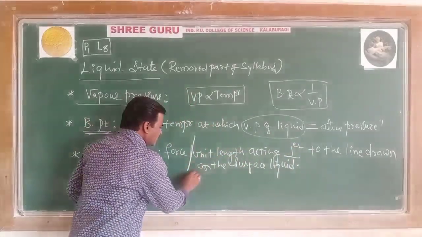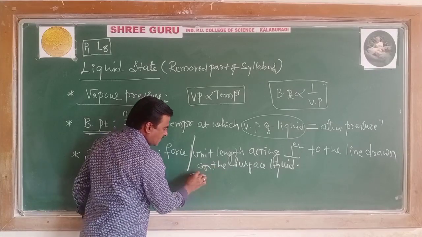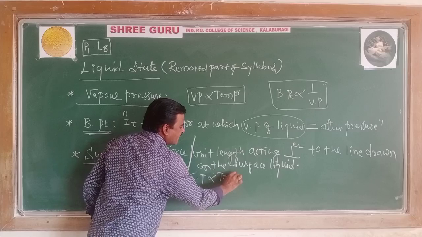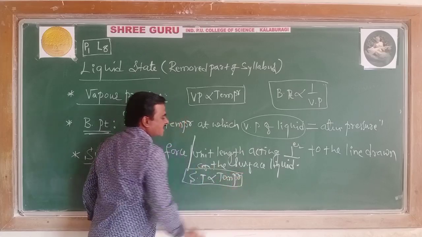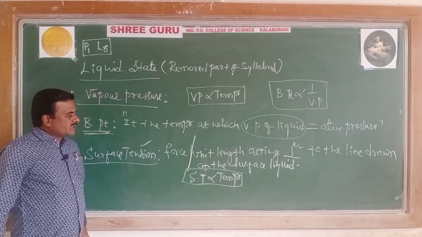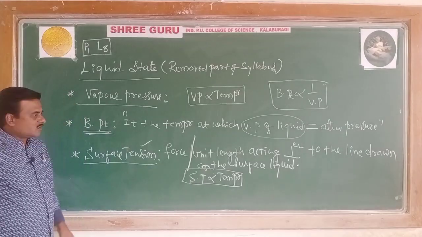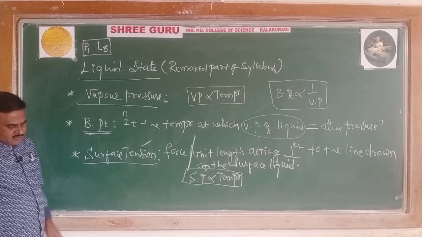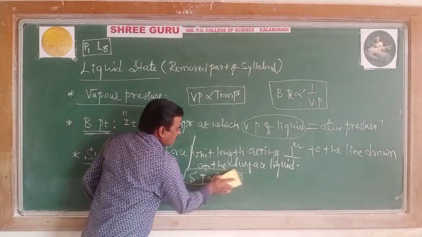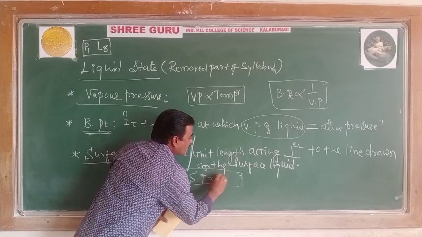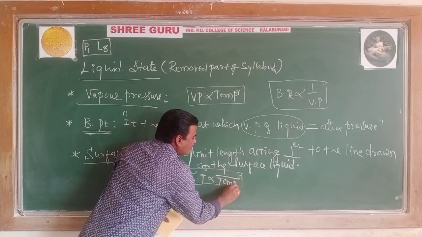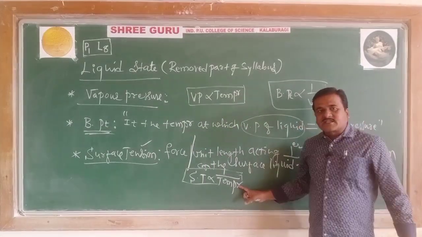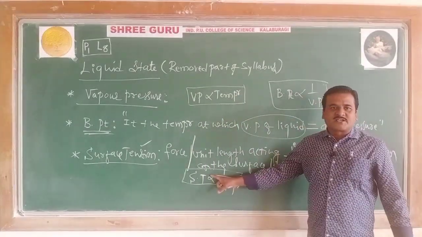And this surface tension is directly proportional to temperature. Sorry, not directly. Let me write. Surface tension is inversely proportional to temperature. Make it very clear. Surface tension is inversely proportional to temperature. Lesser the temperature, more the surface tension of a liquid.